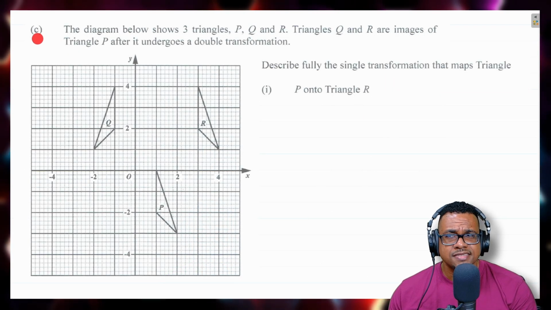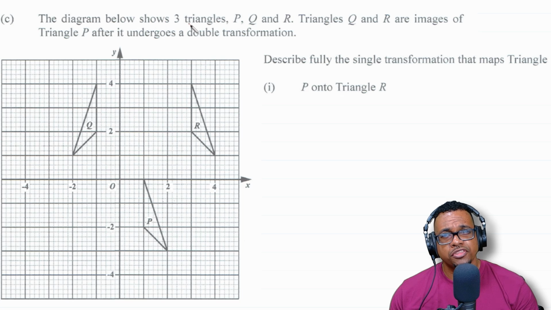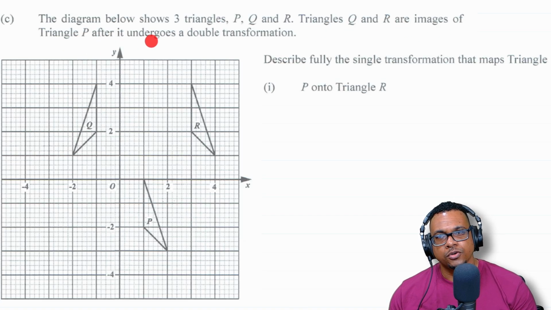So now moving on to part C, we have the diagram below shows three triangles, P, Q, and R. So here we have P, we have Q, and we have R. Triangles Q and R are images of triangle P. Therefore, triangle P is my original triangle, the object, and these two are images. Alright, so we have triangles Q and R are images of triangle P after it undergoes a double transformation.